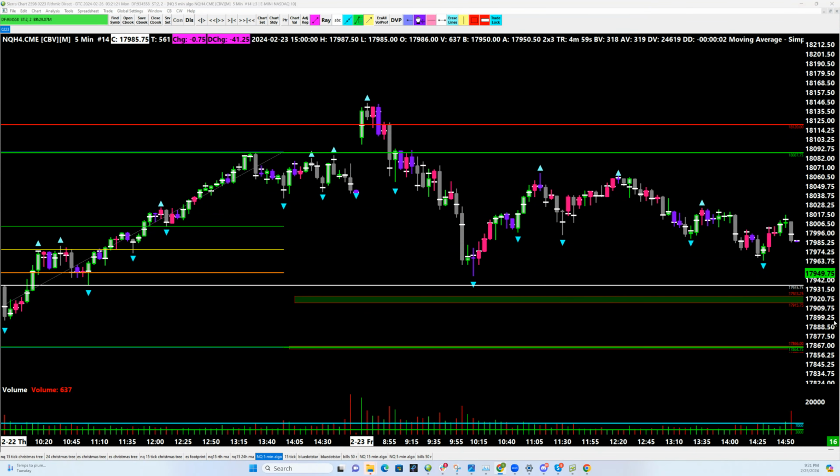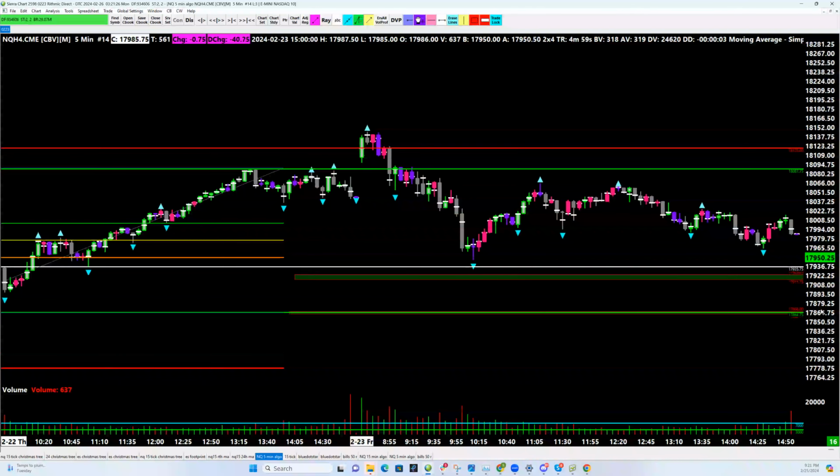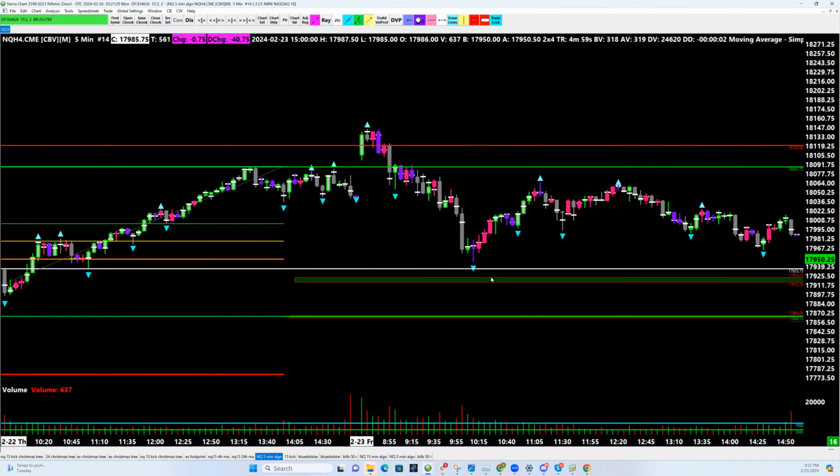So these were the levels that we posted, and in the room, what we covered was there's two areas. This white line was good support. 17,923 was support. The red line was the all-time high, right? The green line was the prior day's high, and this green line was the prior day's low. And these were the two key support levels, right?